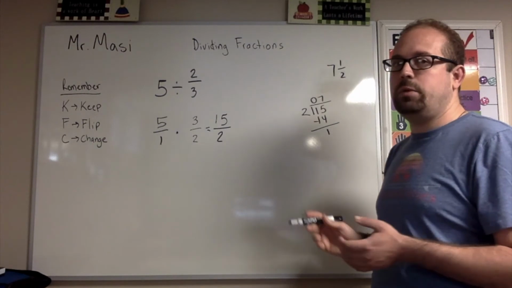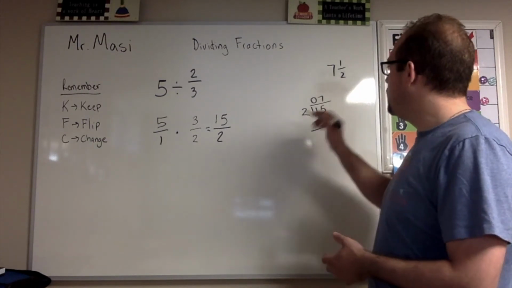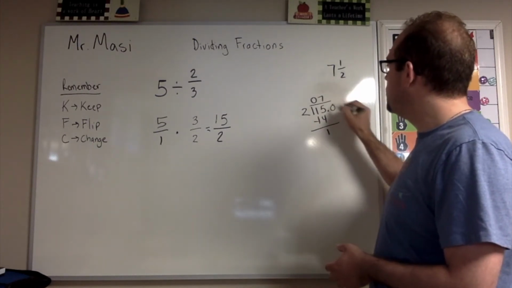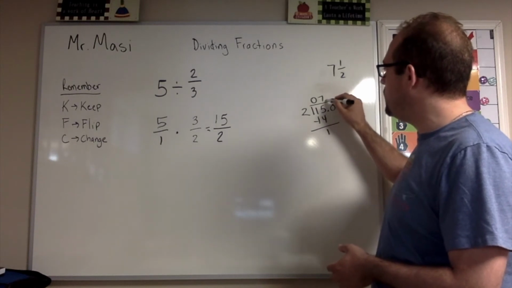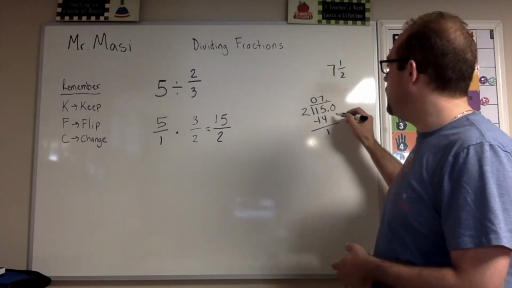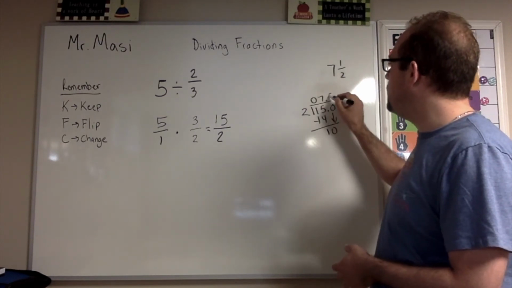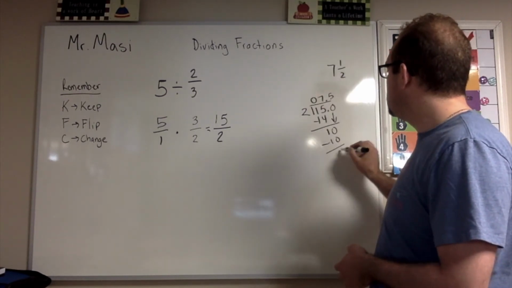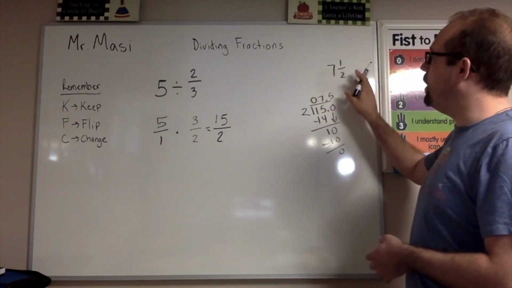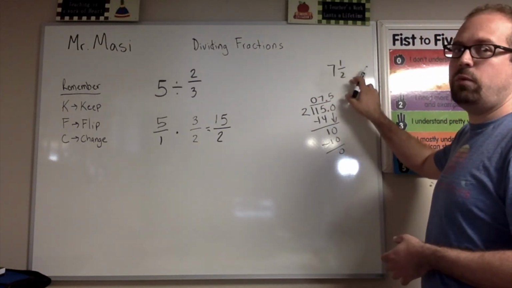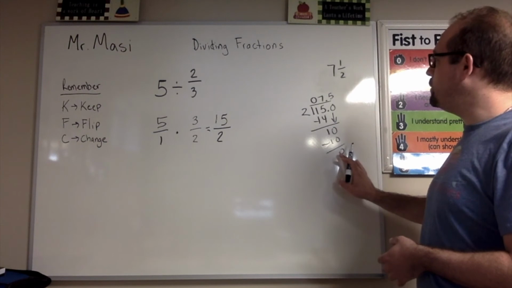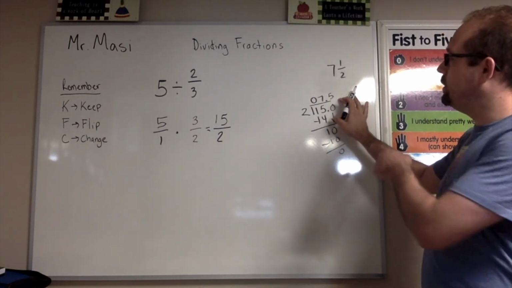Or if it's asking you to put it in decimal form, you would just keep going. So I have to put my decimal and a 0. I bring my decimal up so I know not to mess that up. Bring down the 0 to make 10. 5 times 2 is 10. So in fraction form, it's 7 1/2. In decimal form, it will be 7.5.